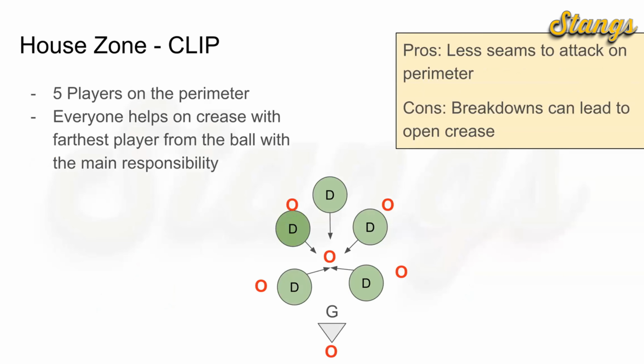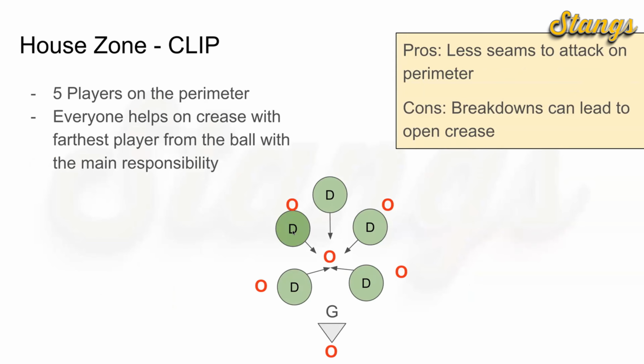So a level up from this is what's called a house zone. You get an extra player on the perimeter. As you can see, we kind of build a house here: the base of the house, the top here, and then if you make the roof out of the top three players, that's where the name house comes from.